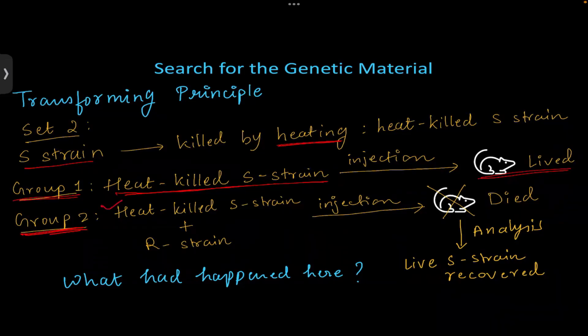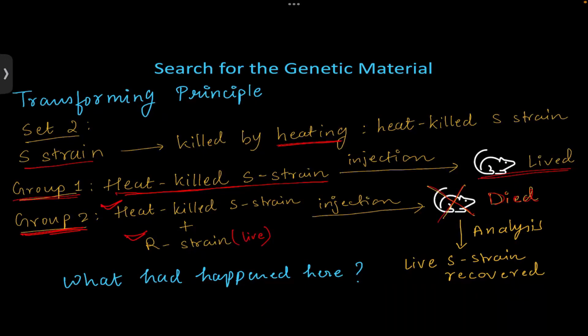Whereas another group of mice were now injected, listen carefully, with the heat-killed S strain bacteria and the R strain bacteria. So a mixture of heat-killed S strain bacteria and living R strain bacteria was made, and this mixture was injected in this group 2 mice. And he saw that these mice died. So why did they die? It is yet to be answered.